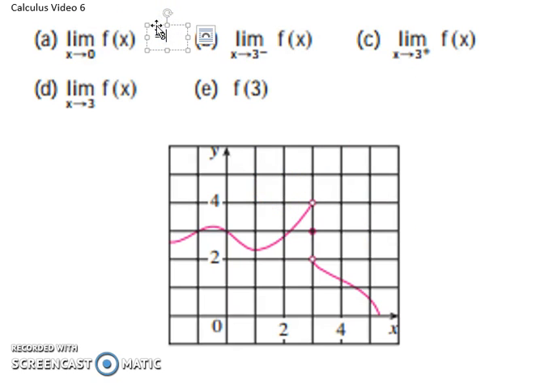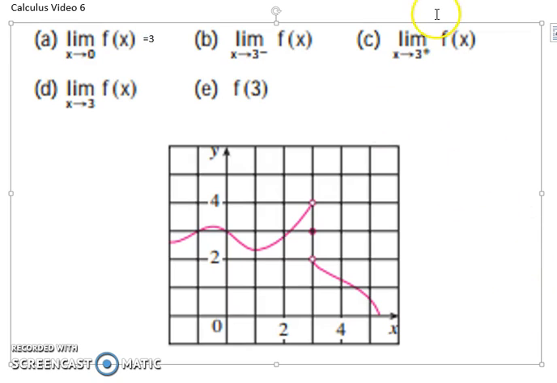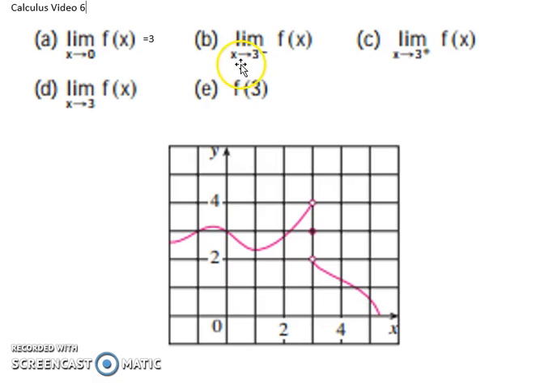I suppose to make it look pretty, I could have it a little closer. On the second one, you'll see it says the limit as x approaches 3 from the negative side. So I find x equals 3 here, go up, and I see it comes from the left-hand side. It's coming in up here. It's coming into 4.